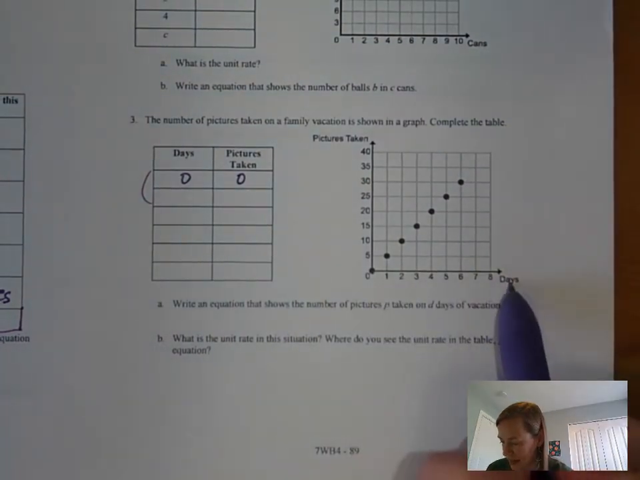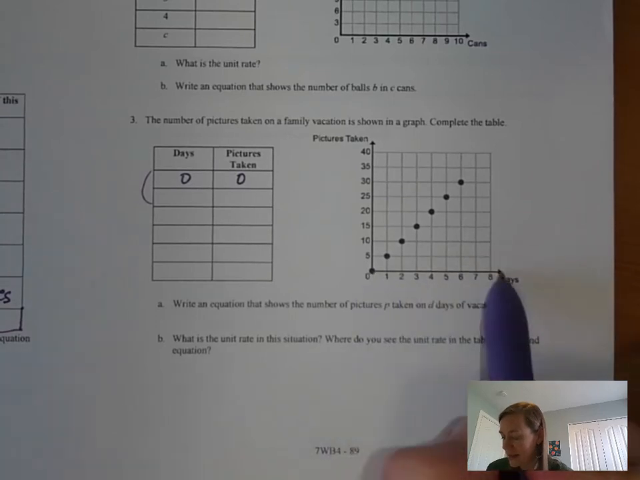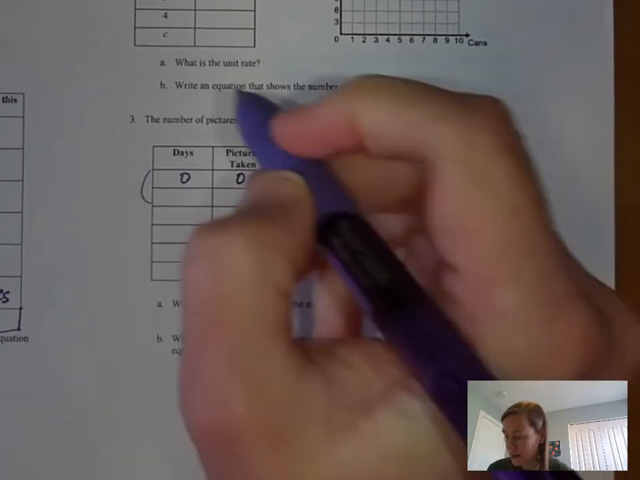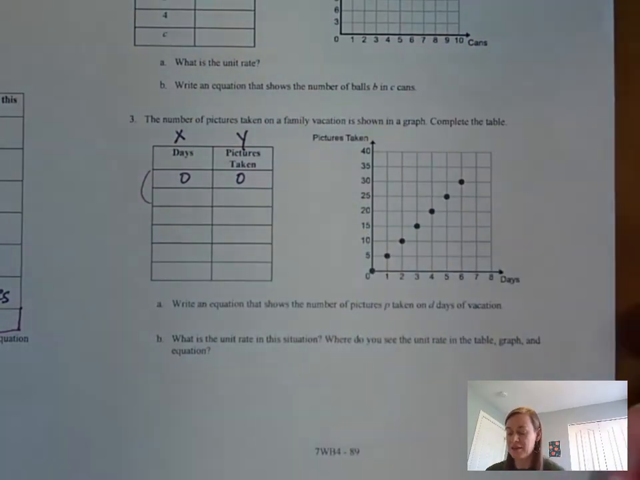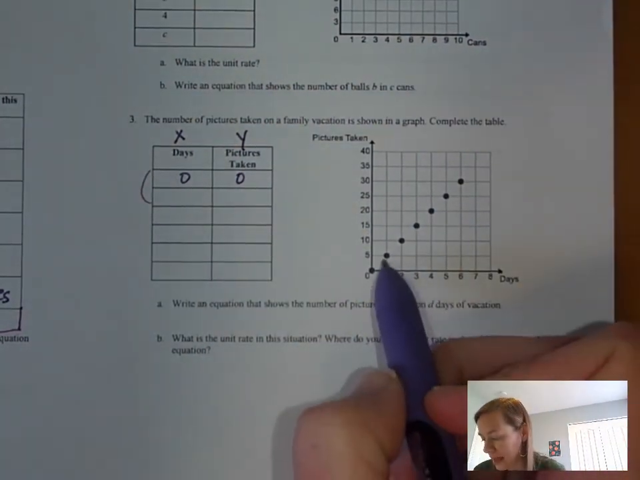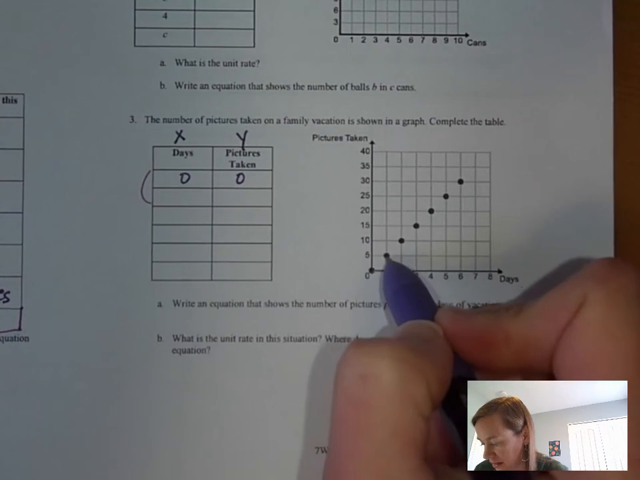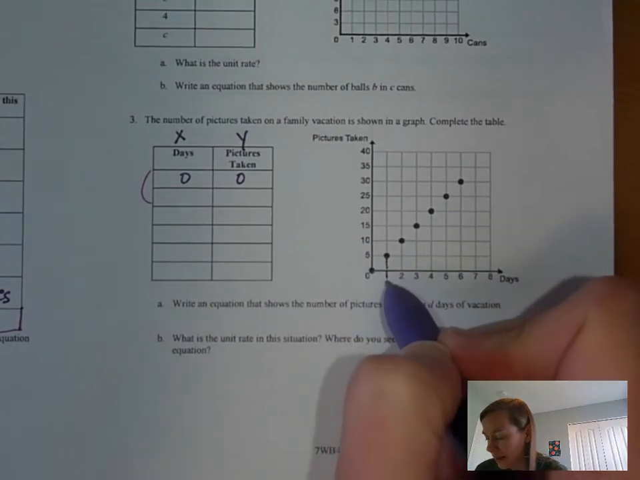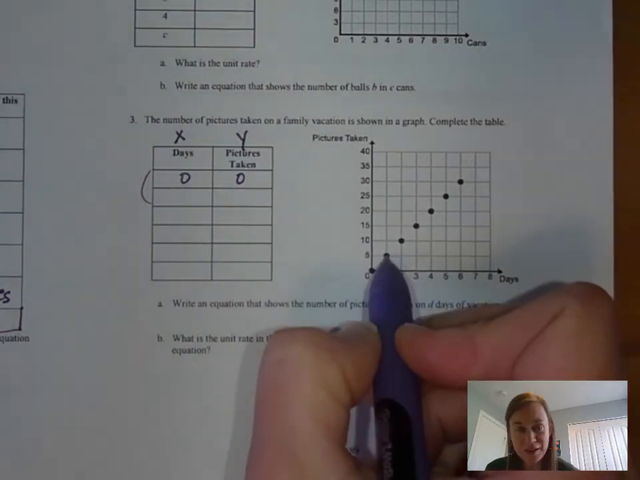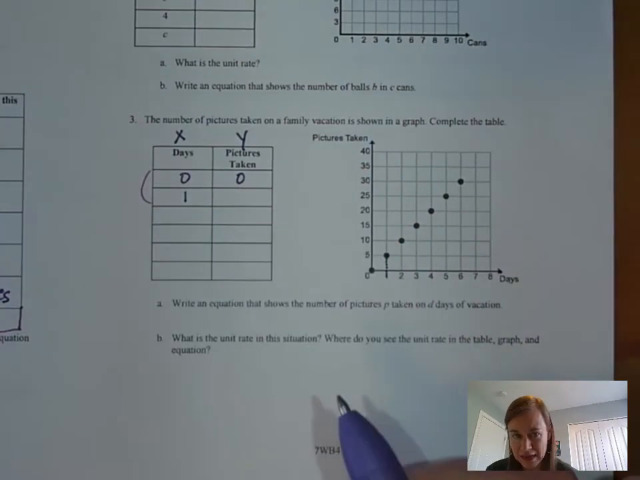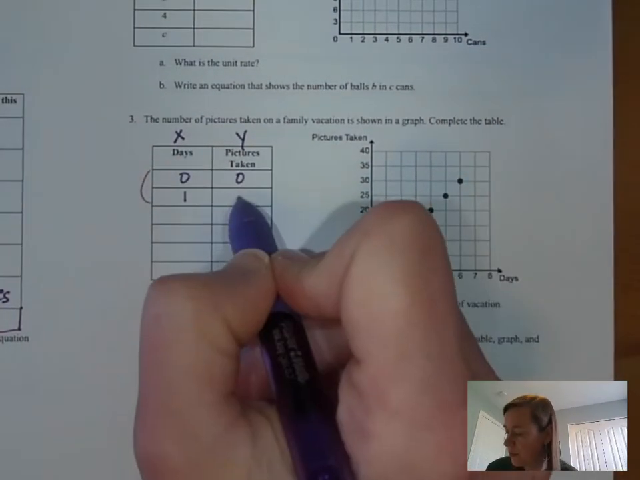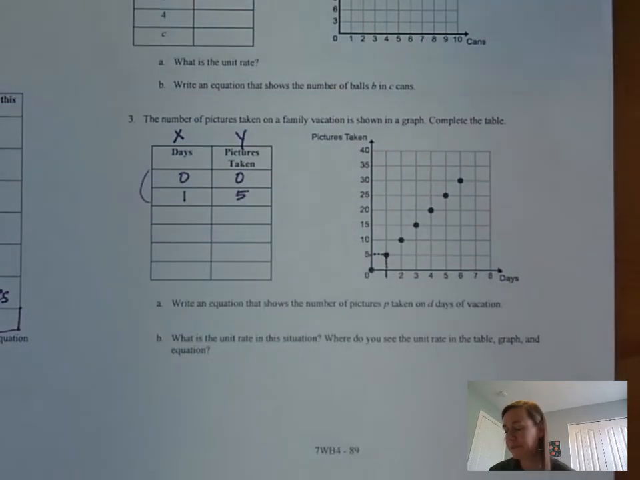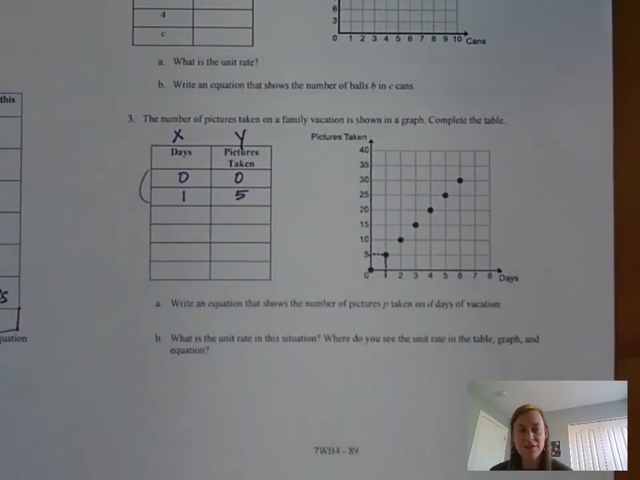That makes sense. But at 1, okay, which axis is this? This is the days. And we also know it's the x-axis because it's horizontal, right? And we know this is the x because it's on the left, and that one's the y because it's on the right. So at 1 day, I'm following this dot down here to 1. At 1 day, now to figure out how many pictures were taken on that 1 day, I'm going to follow the dot over to the y-axis, and it's going to tell me 5 pictures were taken on that day. Okay, so that takes care of that dot.